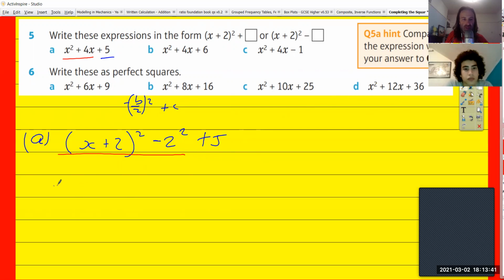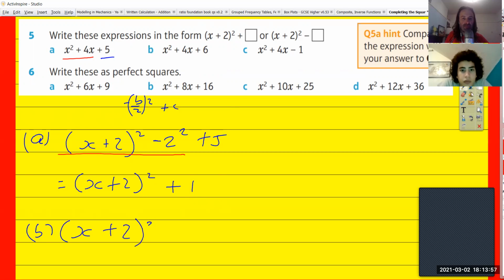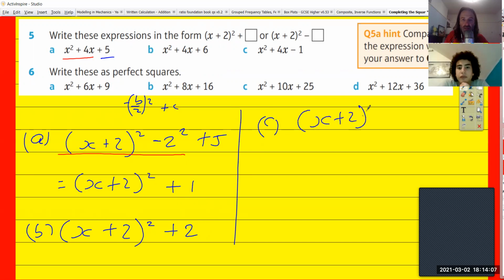Okay, part B. x squared, I mean x plus 2 squared plus 2. Yep. Let's see. All right, part C. x plus 2 squared minus 5. Squared. Let's see. Minus 5. Yep, great.